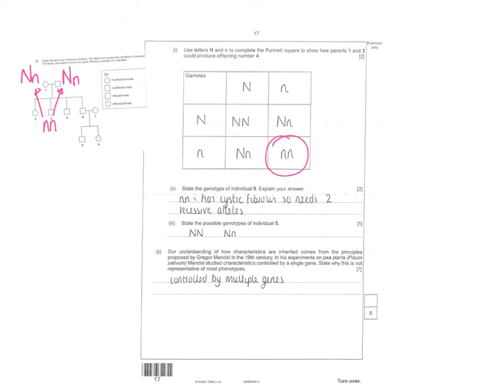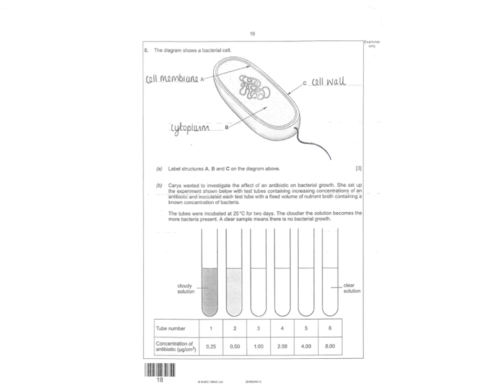be heterozygous. Our understanding of how characteristics are inherited comes from the principles proposed by Gregor Mendel in the 19th century. In his experiments on pea plants, Mendel studied characteristics controlled by a single gene. State why this is not represented by most phenotypes. It's because it's controlled by multiple genes.